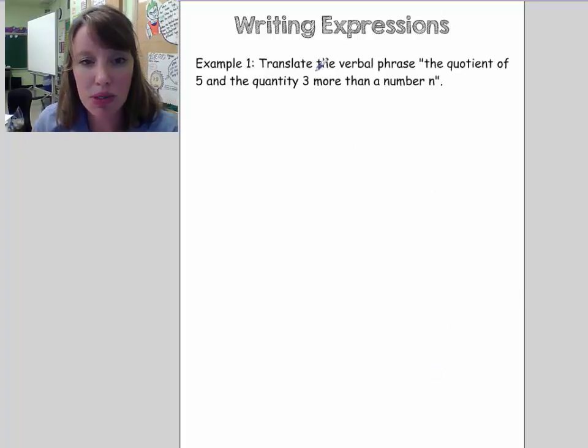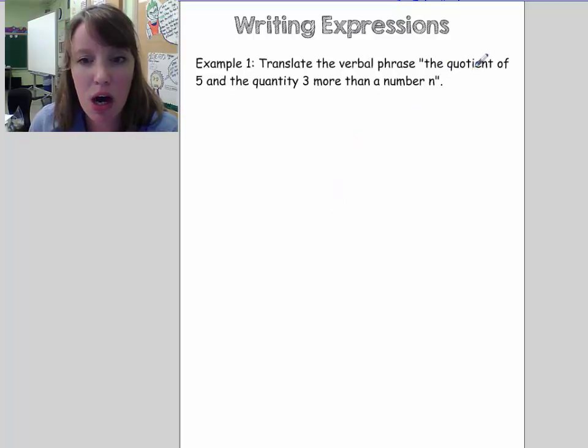Welcome back. Today we're going to talk about writing expressions. So the first example is I want you to translate the verbal phrase, the quotient of 5 and the quantity 3 more than a number n. I want us to translate that into a mathematical expression. Okay? So let's pick apart this phrase.